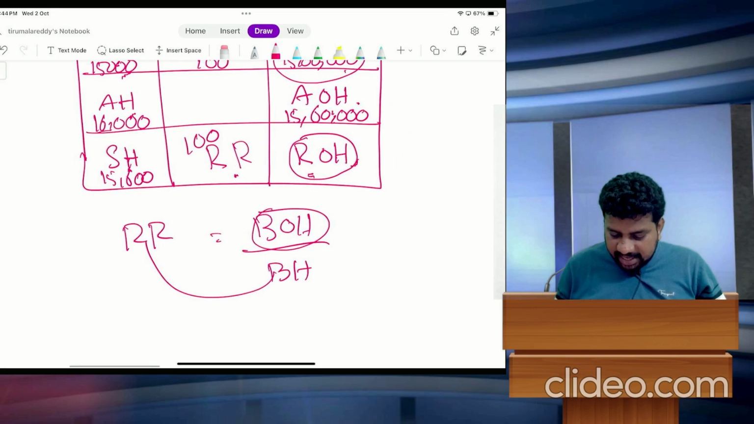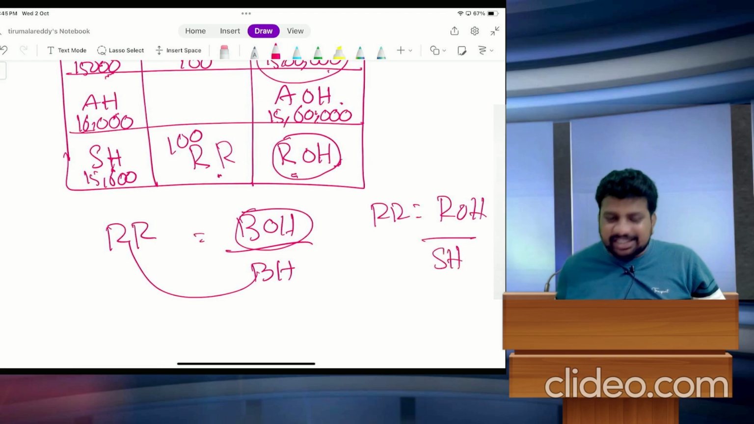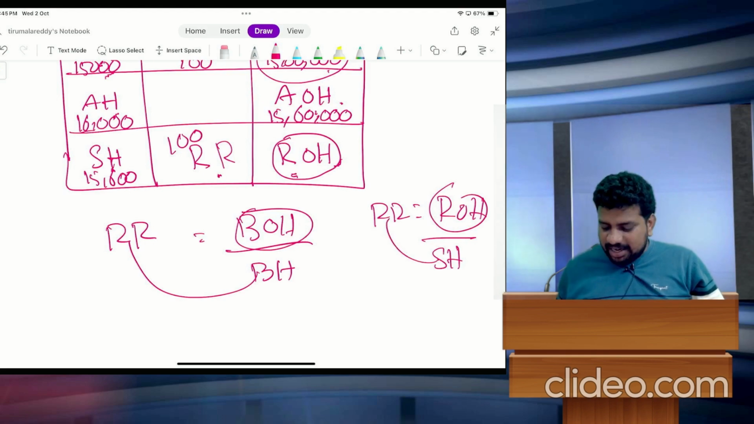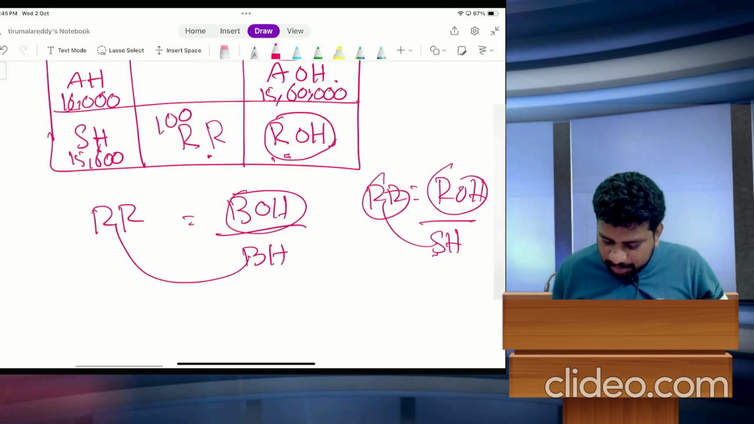In the same way, here my recovery rate should be ROH upon standard hours. Now I want ROH, so do cross multiplication. Now you know RR is 100, you know SH is 15,600, multiply both, it should be 15,60,000. So that would be ROH.